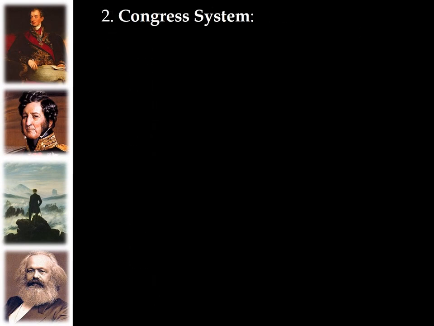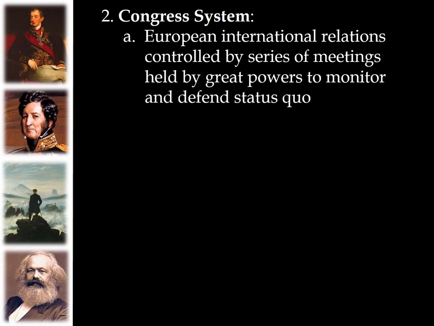The Congress system is the other part of the Concert of Europe. We just discussed the Quadruple Alliance, now the Congress system. It would be European international relations being controlled by a series of meetings that would be held by the great powers to monitor and defend the status quo. In other words, they agreed to meet on a semi-regular basis to make sure that the balance of power and the status quo, with more regular conservative powers in place, meaning monarchies, were maintained.